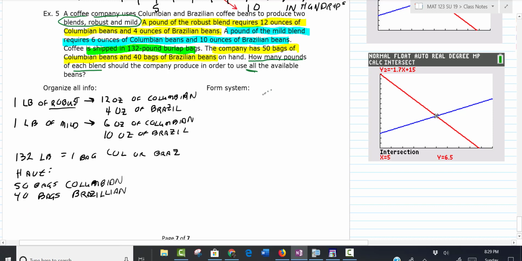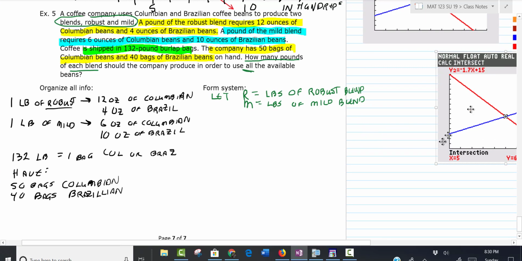So what we're going to do when we form the system is this. Okay, let's use logical variables. So we got robust and mild. Let's let R be the pounds of the robust blend. And then let's let M be the pounds of the mild blend. Okay, so those are our variables. Now somehow we got to put all these numbers together and get this formulated into a system of equations. 2 equations with 2 unknowns then.